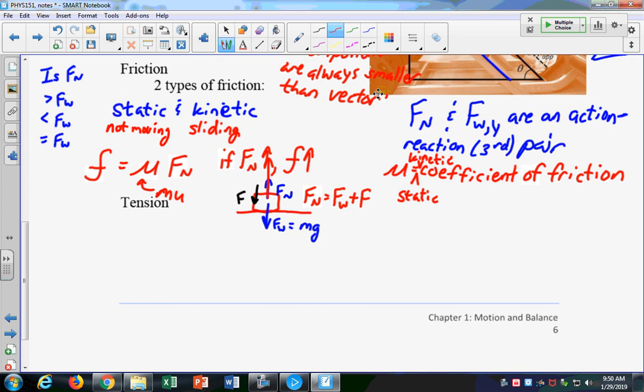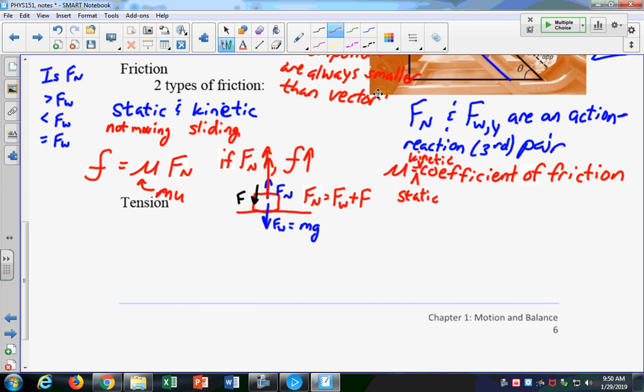Did you know that? Did y'all know that? You three ladies? Okay. Did you know that? Okay, let's pay attention or read. Okay? All right. So that's friction.